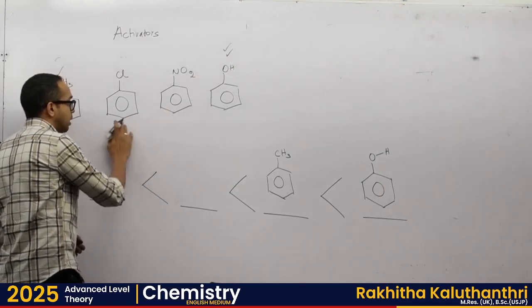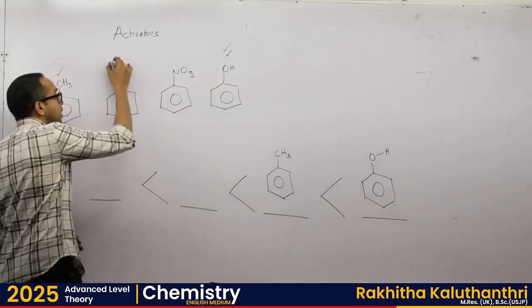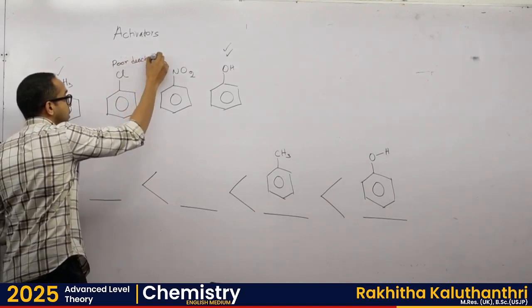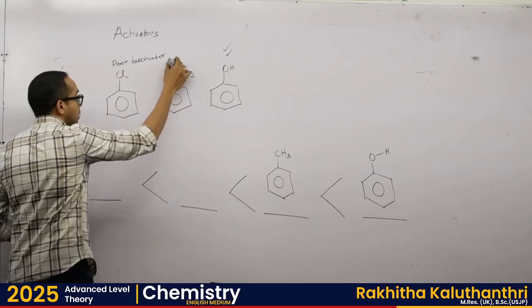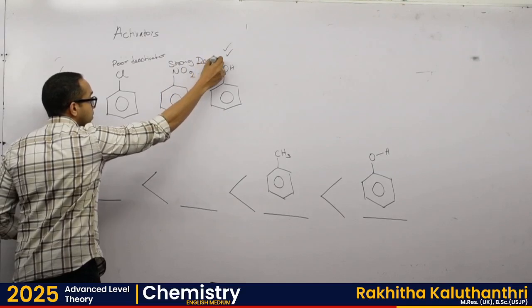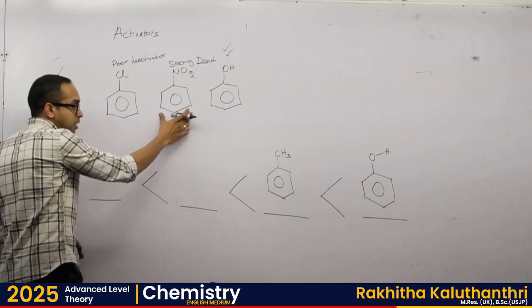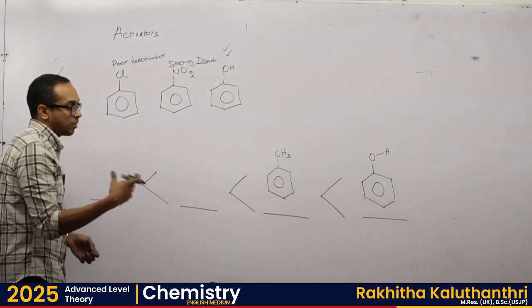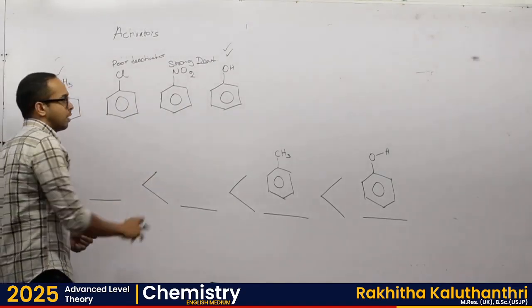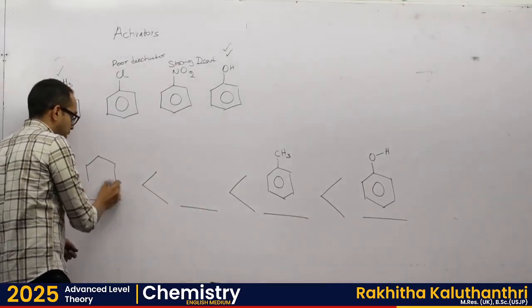So out of the other two, chlorobenzene and nitrobenzene, chlorobenzene, or when a Cl group is attached, this is a poor deactivator. This one is a strong deactivator. So therefore, very strong deactivators will cause the reactions revolving around electrophilic substitution to become much slower. So therefore, this one will have the slowest rate of nitration.